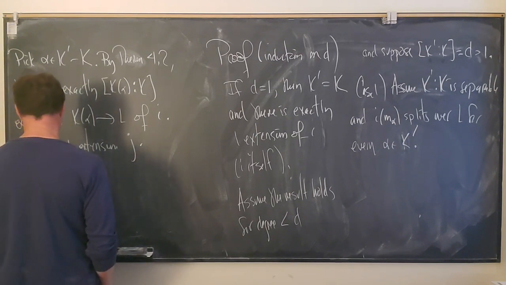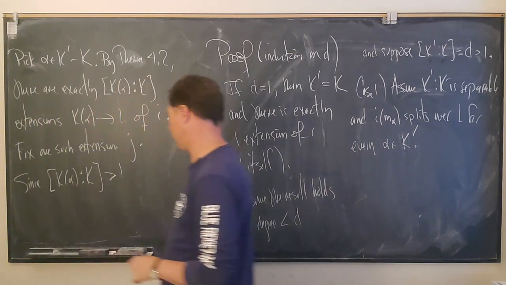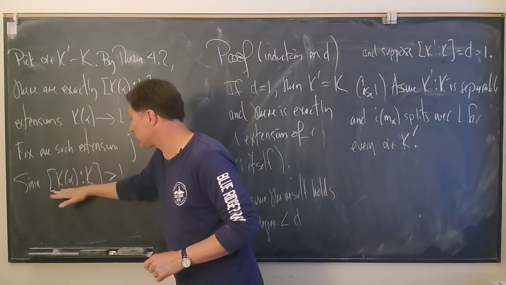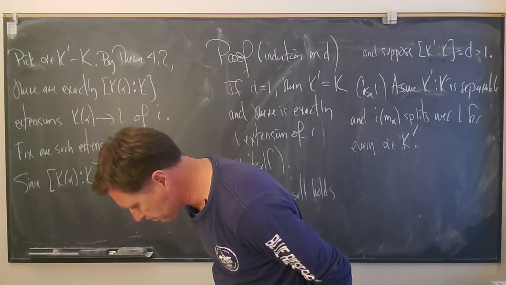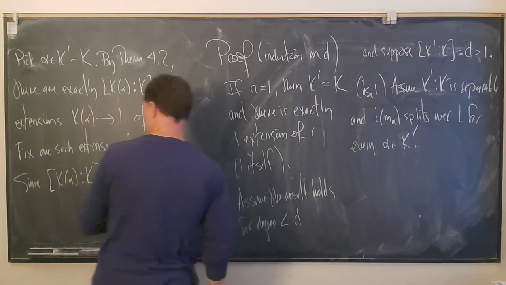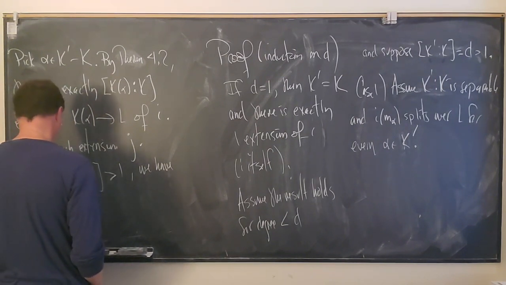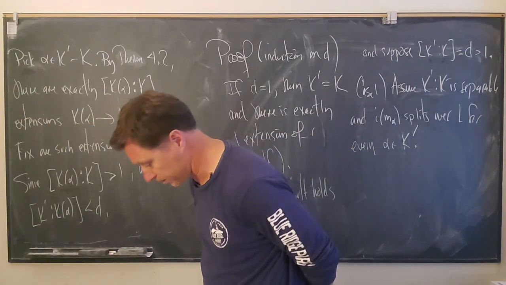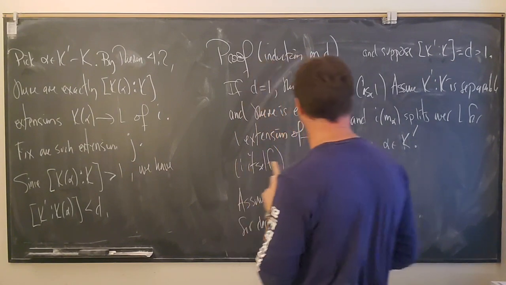Now, since the degree of k adjoin alpha over k has to be greater than 1, because alpha does not live in k, so k is strictly contained in k adjoin alpha, right? Because alpha is not in k. So we have that the degree of k prime over k adjoin alpha has to be strictly less than d. So you can see we're trying to set it up so that we can apply induction. So now what do I need to do to apply the inductive hypothesis?